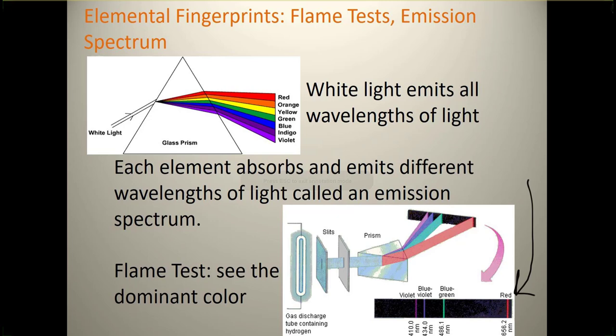When you look at a flame test, you're really just seeing the dominant color, but there actually are more colors involved in that dominant color. For example, right here with hydrogen, the dominant color is more like a blue-green, but there's also violet and blue-violet and red there too. Only with the prism are you able to see that spread out.